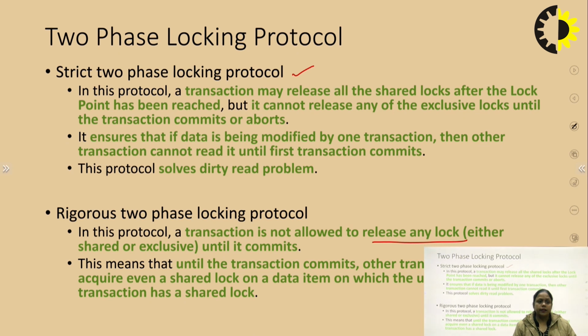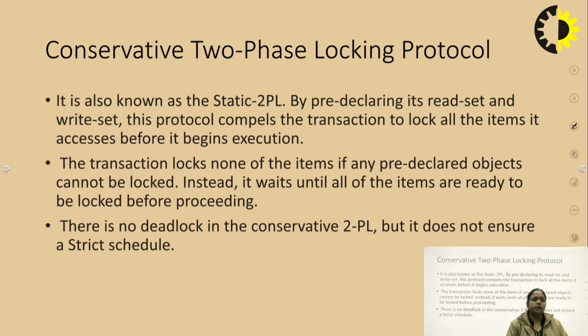Okay. So in rigorous two-phase locking, neither a read nor a write operation is possible without the commit operation of a particular transaction. Right? This is known as rigorous two-phase locking. So the first type is strict two-phase locking, the second type is rigorous two-phase locking, and the third type is the conservative two-phase locking protocol. So we have mainly three types of two-phase locking protocol.